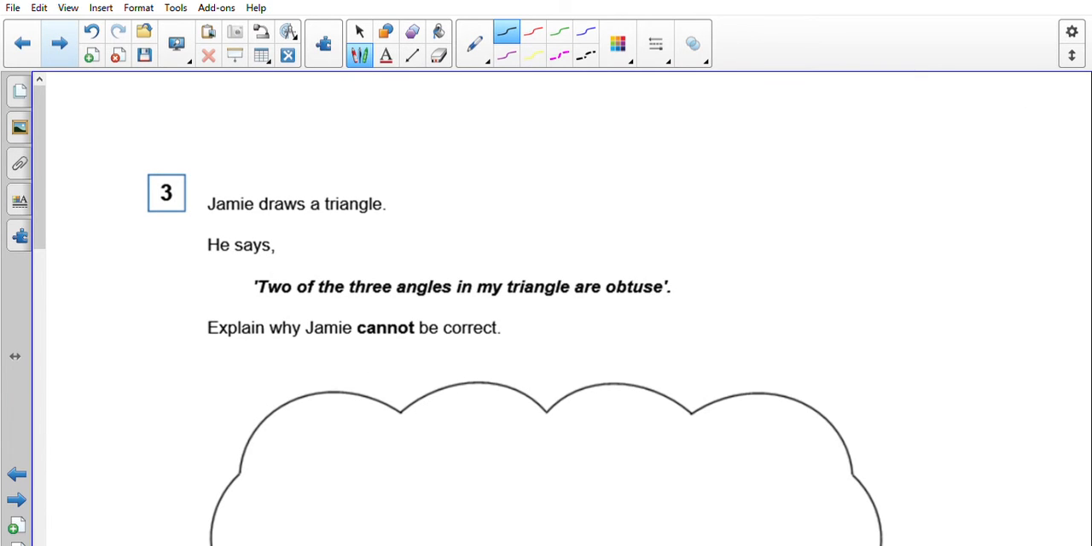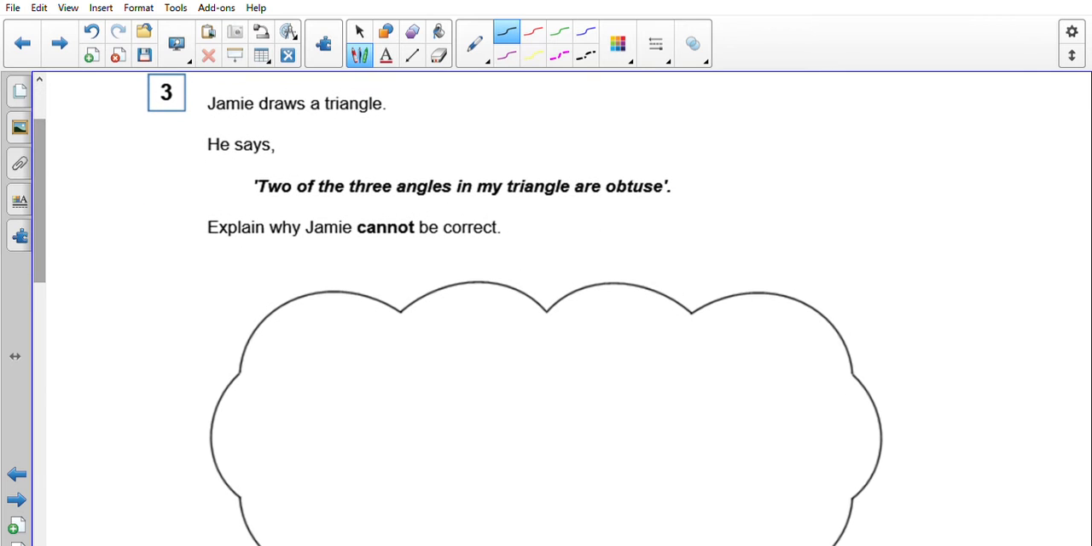Moving on. Question 3. Jamie draws a triangle. He says, 2 of the 3 angles in my triangles are obtuse. Explain why Jamie cannot be correct. Okay, straightforward. So, right angle is 90. We know that. Obtuse must be greater than 90 degrees.